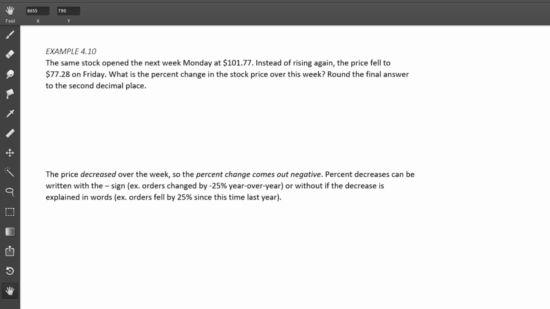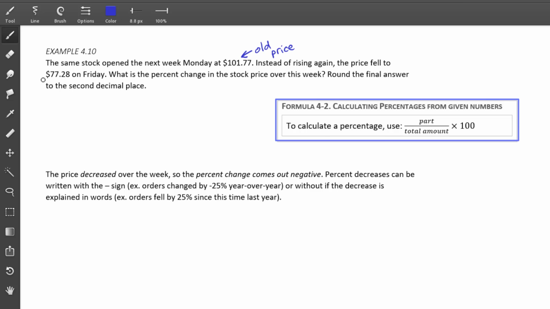Moving to example 4.10, the same stock opened the next week Monday at $101.77. So the same price it ended last week at. Instead of rising again, the price fell to $77.28 on Friday. What is the percent change in the stock price over this week? Round the final answer to the second decimal place. So now 101.77 is the old price. 77.28 is the new price.